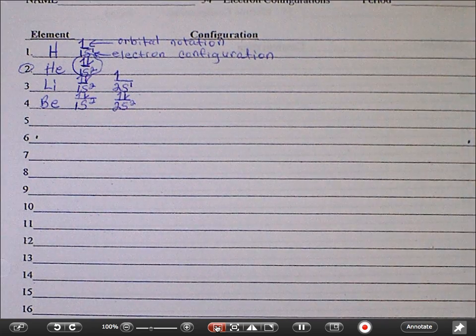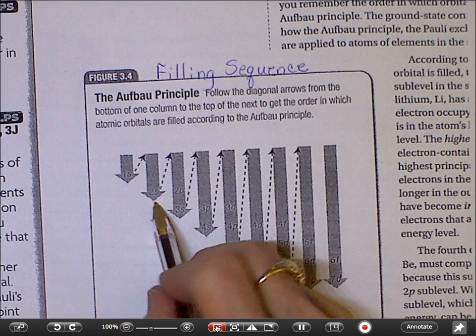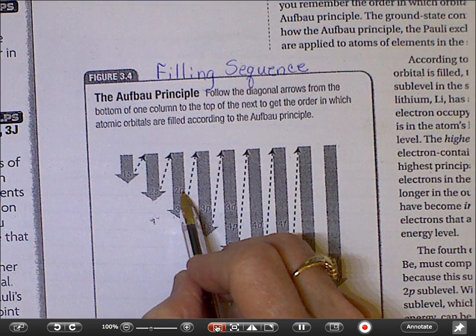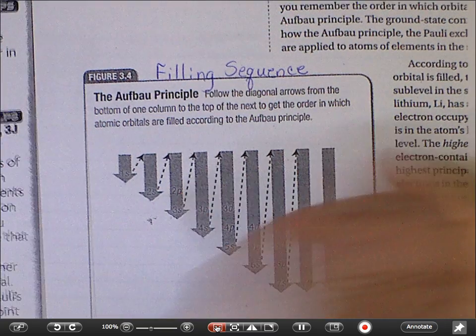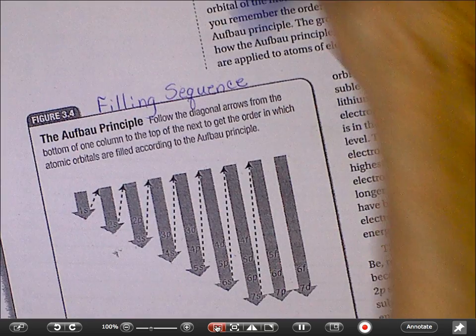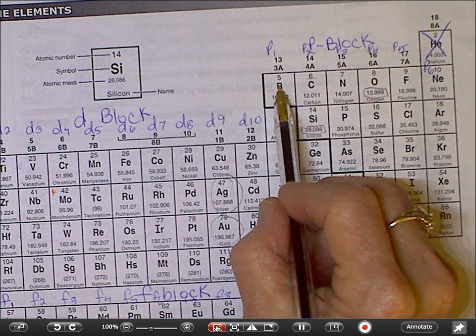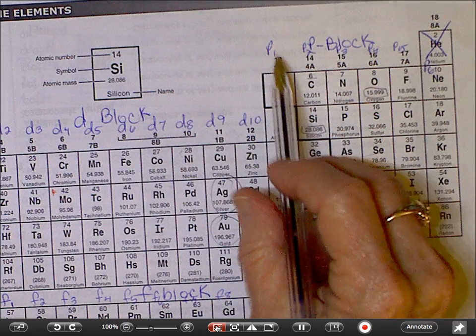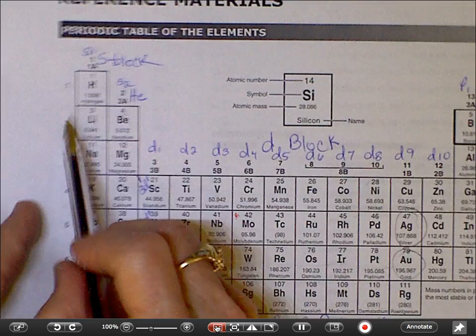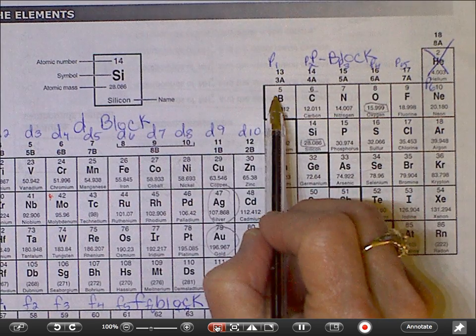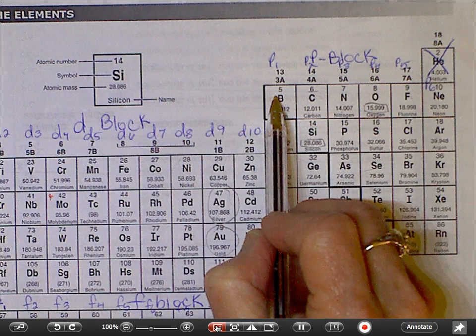Okay. So on my filling sequence, what comes after 2s? Look up at my screen. 2p. Everybody following me? All right. Go over past Be on the periodic table. Who comes next? B. Do you see that B lives at what position? P1. Energy level 2, position P1. That's where its electron configuration is going to end.